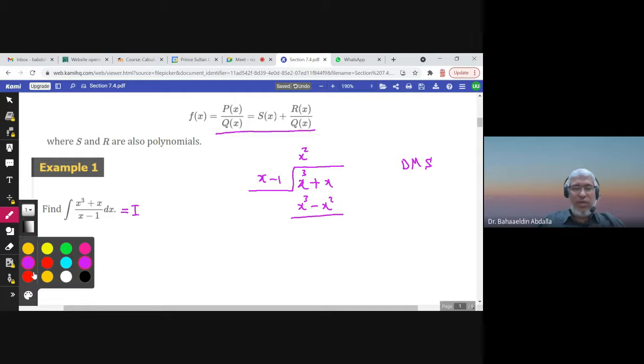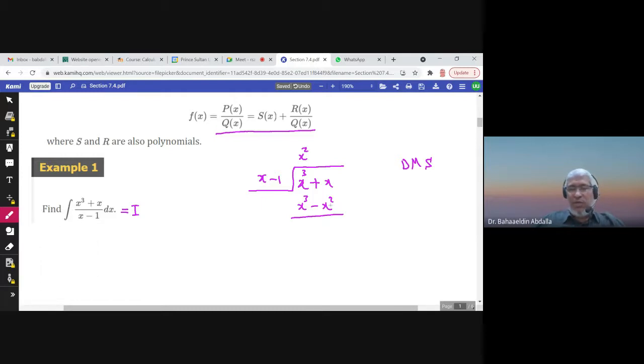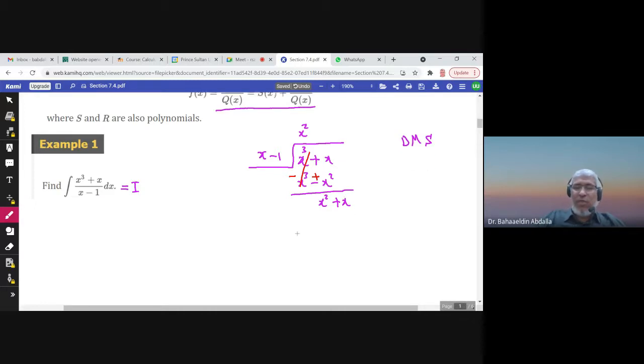So DMS: divide, multiply, subtract. Now to subtract, I change the signs of the second polynomial here. So this was plus, I write it minus, this is minus, this is plus, and I can add now these two polynomials. When I add this, x cubed minus x cubed would be 0. I cannot add x with x squared. So I write first x squared, it's positive x squared plus x. This is the remainder, but the remainder has degree 2, so it's not the remainder yet.